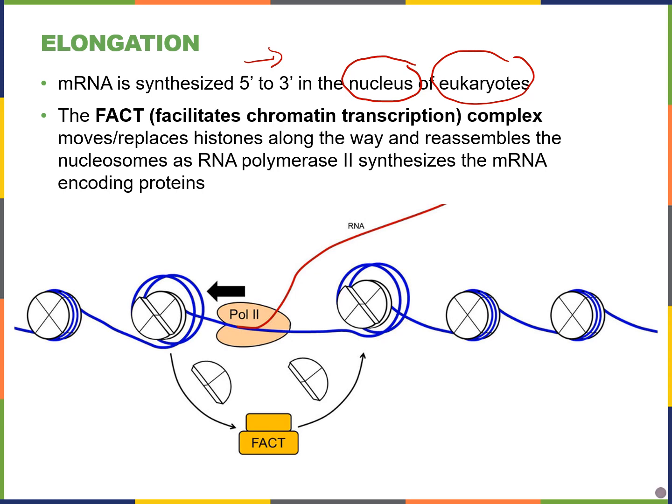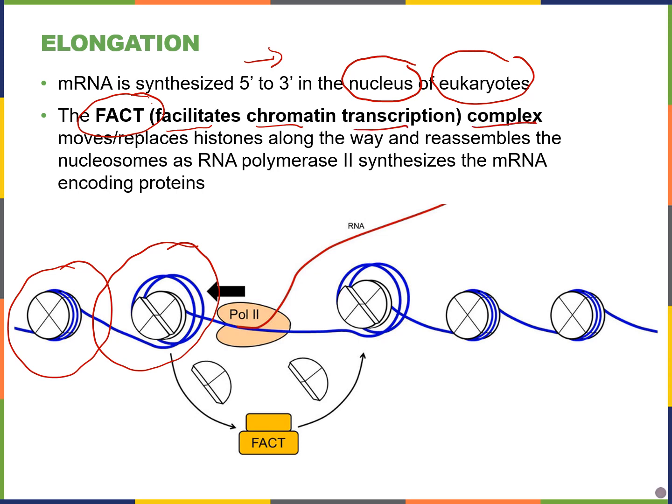Additionally, because we wrap our DNA around histone proteins, and it's pretty tightly bound and inaccessible, we actually have to make sure we loosen the DNA, move it away from the histone so that it can be accessed by RNA polymerase during transcription, and then we have to rewind it, retighten it around the histone proteins after transcription is over. And this is facilitated by FACT proteins, a FACT complex. And that stands for facilitates chromatin transcription. That's the protein complex name.